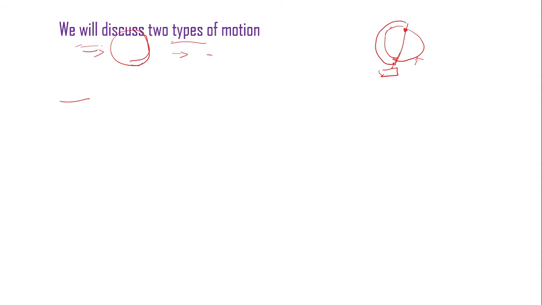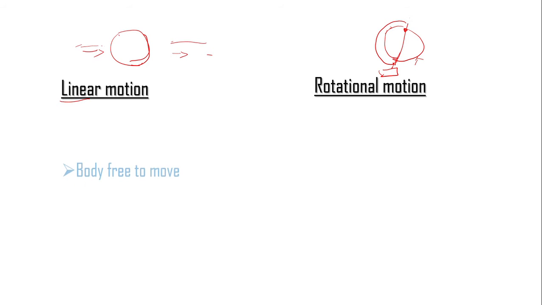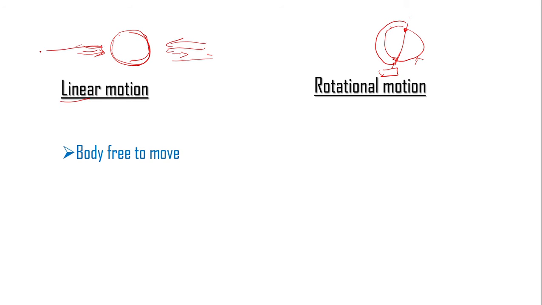We'll discuss two types of motion. One is linear motion, the other one is rotatory motion. Linear motion is when a body is free to move. If a body is free to move, it always goes in a straight line. Whenever force is applied, it moves in a straight line. For example, this ball over here, when a force has been applied in this direction, it will go in a straight line in this direction. If a force is applied in this direction, it will go in a straight line in this direction. So when a body is free to move, it performs a straight line motion.